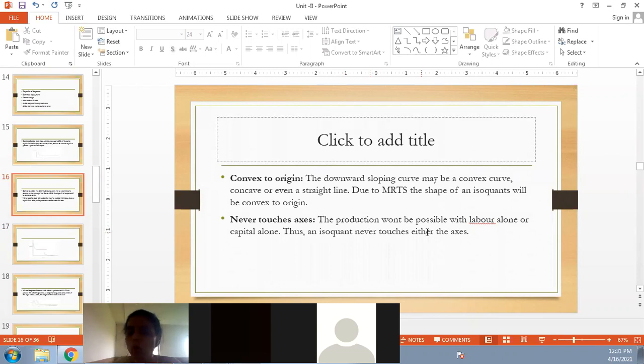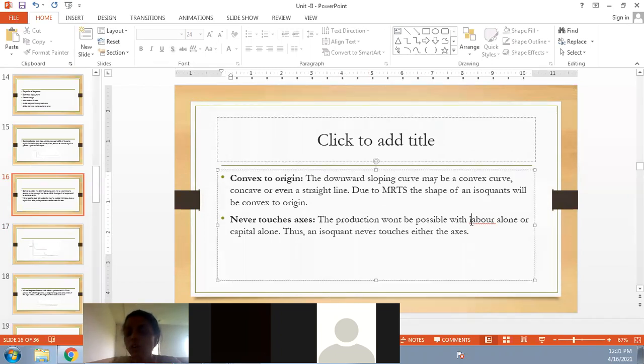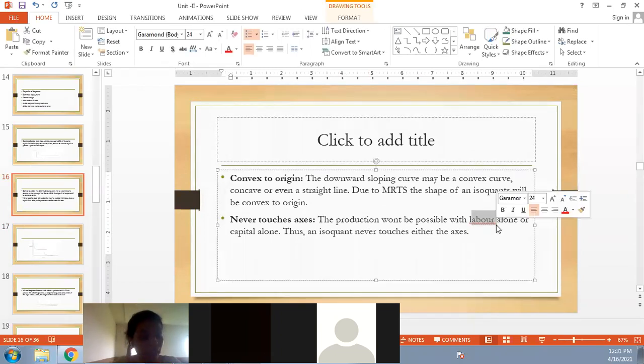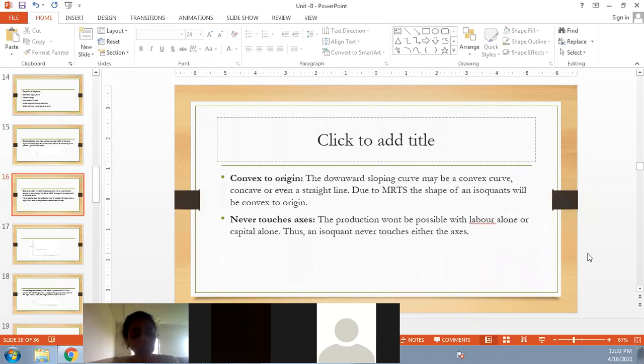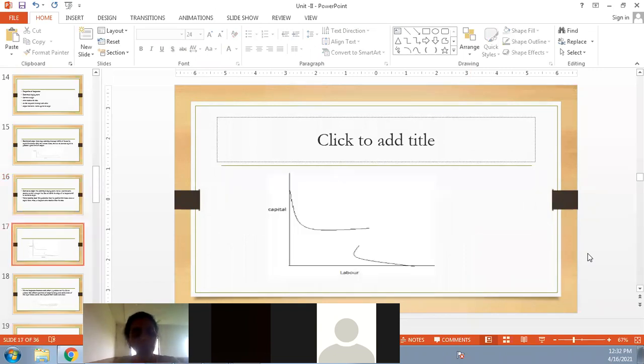Production won't be possible with labor alone. If we have labor alone, do we have any production? No, it is never possible. Or with capital alone. Even if we have capital alone, generation of capital is never possible without any labor. Thus, an isoquant never touches either axis, neither the x nor the y axis. This is the explanation for that one.